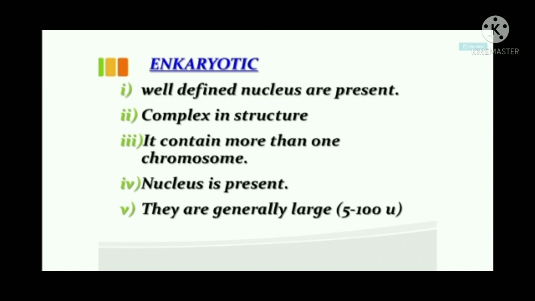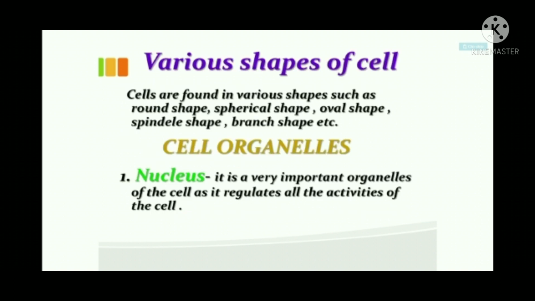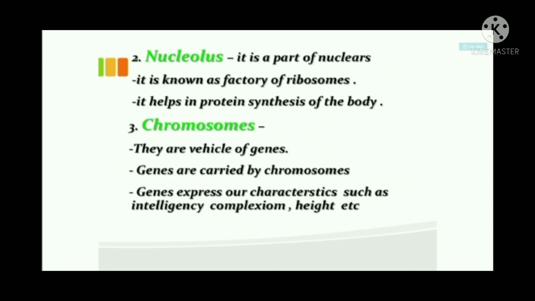Next, cells have various shapes. They are found in various shapes such as round shape, spherical shape, oval shape, spindle shape, branch shape, etc. Cell organelles. Nucleus. It is a very important organelle of the cell as it regulates all the activities of the cell. Nucleolus. It is a part of the nucleus. It is known as the factory of ribosomes. It helps in protein synthesis of the body.